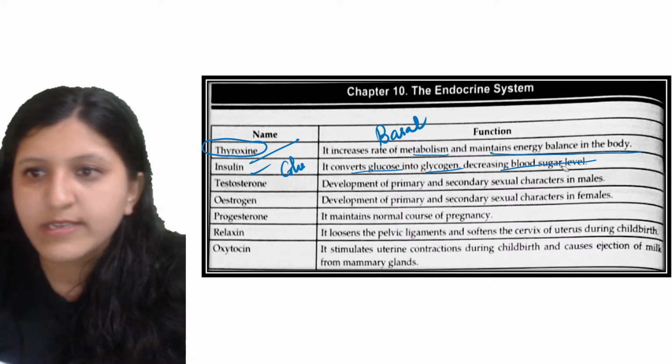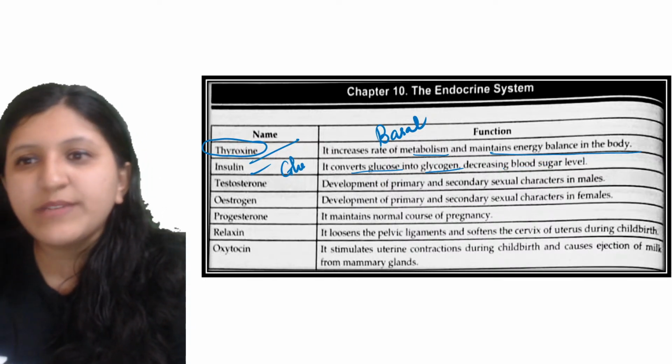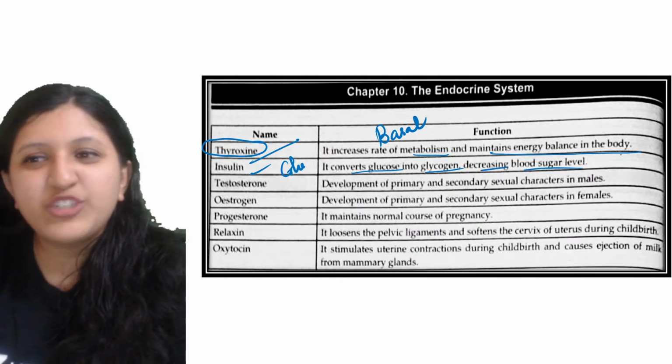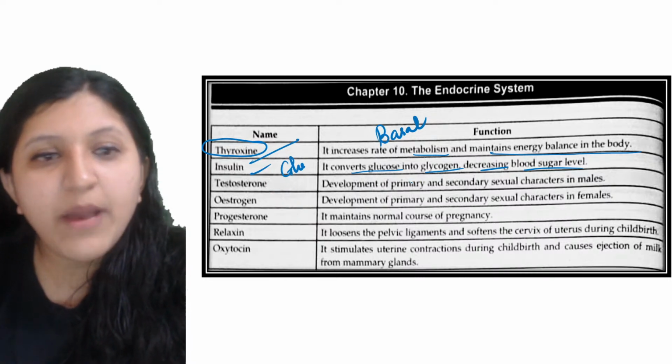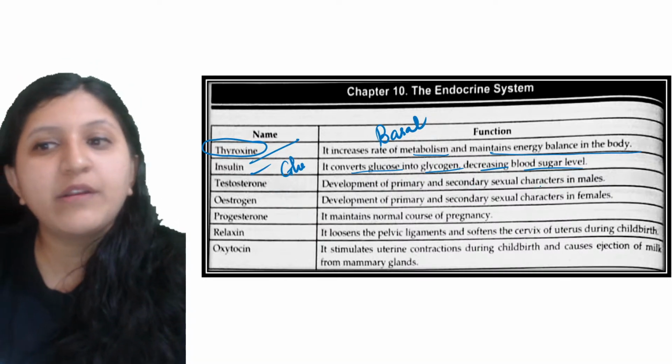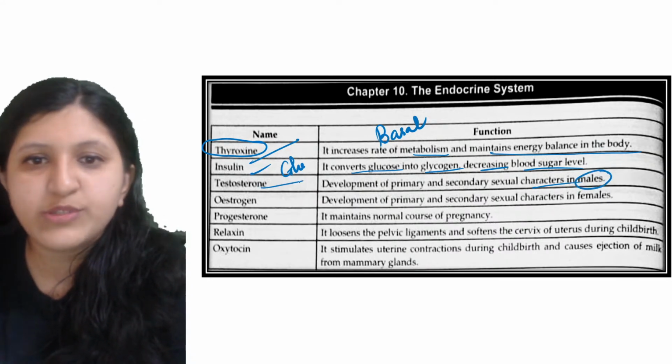So let me just erase this part, because it might seem that I'm scratching it. So it is decreasing the blood sugar level. Okay, so then there is testosterone, for development of primary and secondary sexual characters in males. So in males it is testosterone.